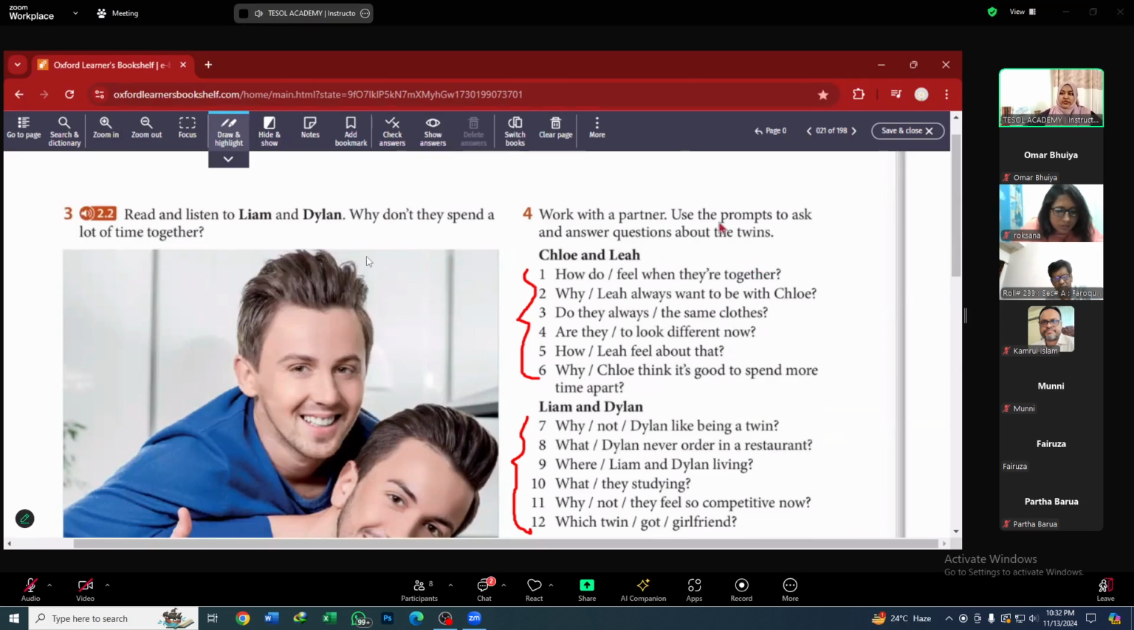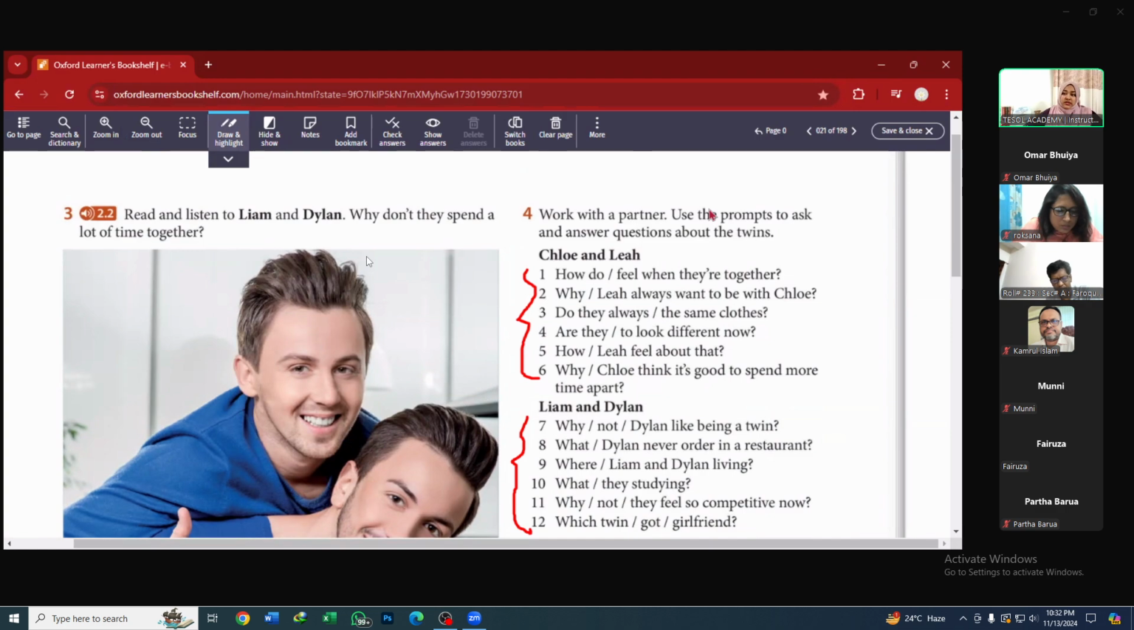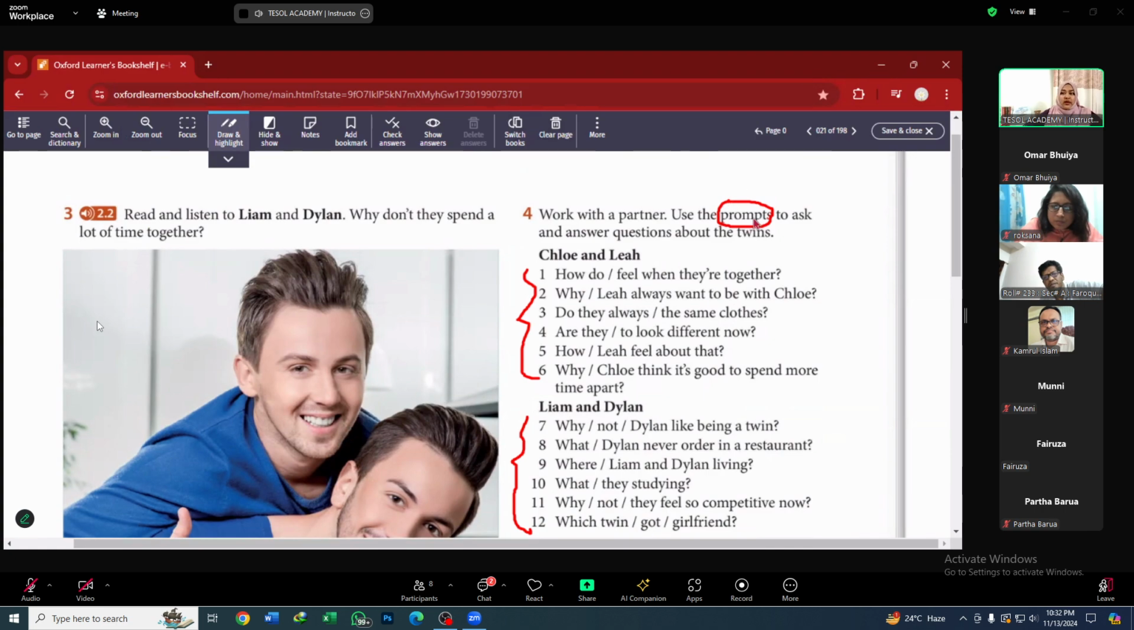So what we have to do is we are given prompts. Do you know what prompts are? One prompt is an adverb. We know that to do something very quickly: he did that work very promptly, or he was very prompt with his work. So that is one prompt.